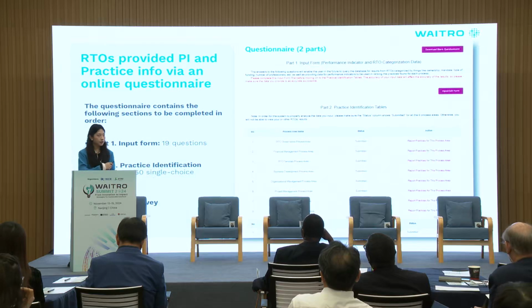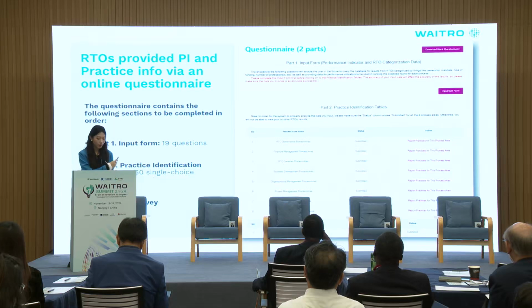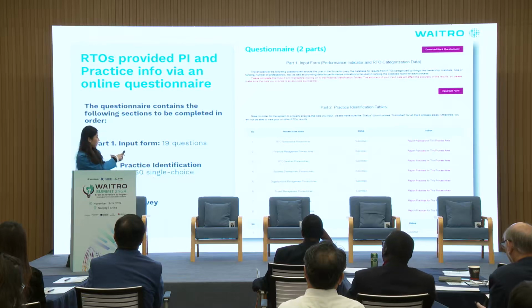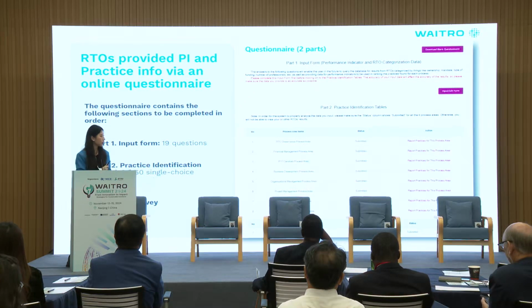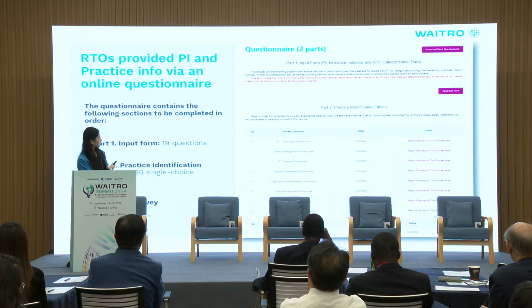Okay. And to facilitate the data collection, we developed an online questionnaire. It's a website that includes 3 parts of questionnaires. The first part is an input form of about 19 questions to collect financial, employee, and client data. The second is 60 practice identification questions to pinpoint the practices each RTO uses. And we also have a follow-up survey to gather RTOs' feedback on the benchmarking system and gauge interest in further service.